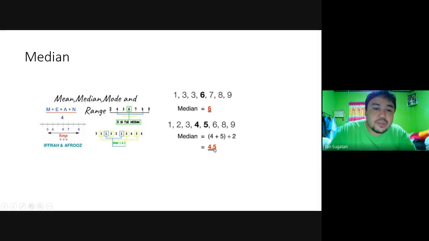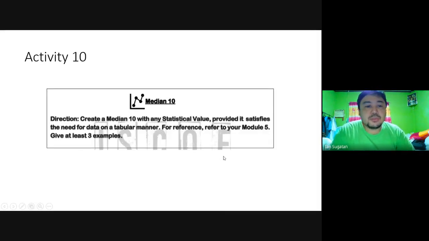On your activity number 10, called the median 10, you're going to create a median 10 with any statistical value, provided it satisfies the need for the data in a tabular manner. For reference, you're going to refer to your module 5 again and give at least 3 examples.